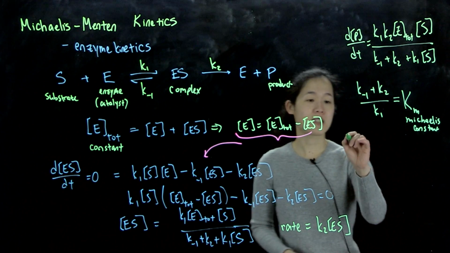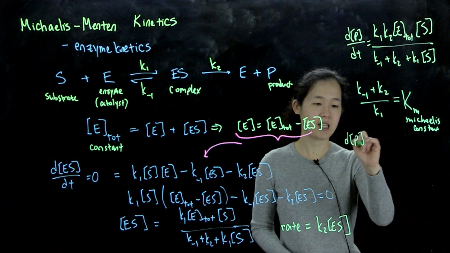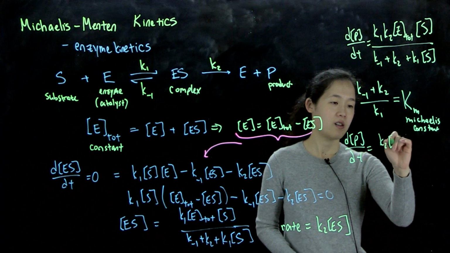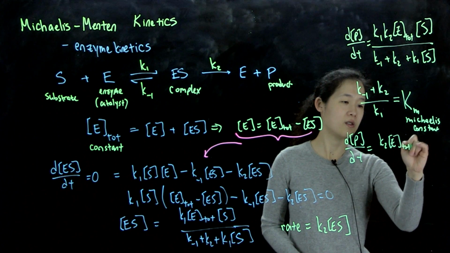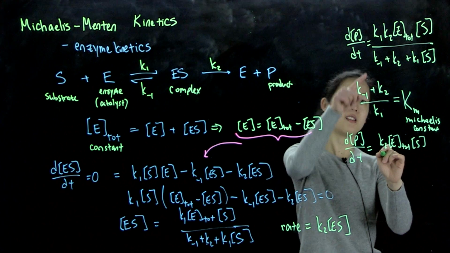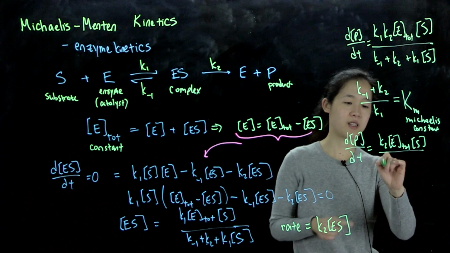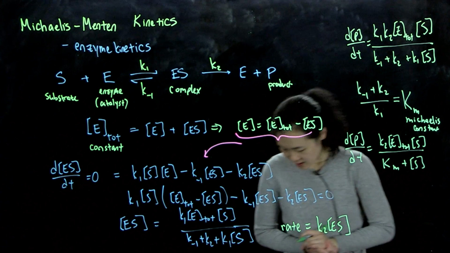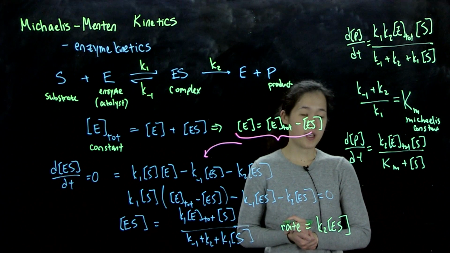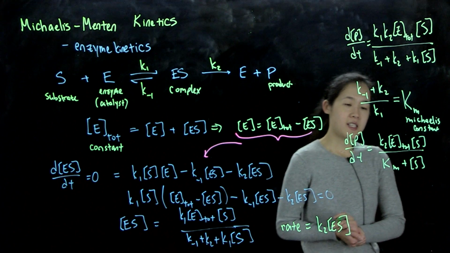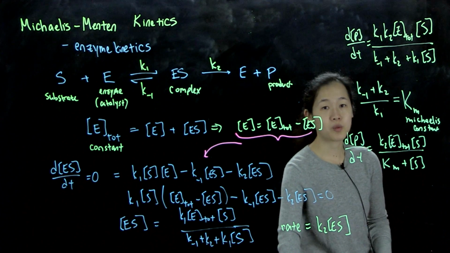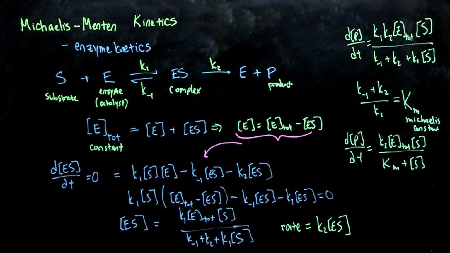And then you can express dP dt now as K2 E total substrate, and then this is the fraction where we divided out, Michaelis constant plus S. Okay, so this is our expression. Let's actually look at how this looks once we plot it. Sorry, I'm going to erase on this side.